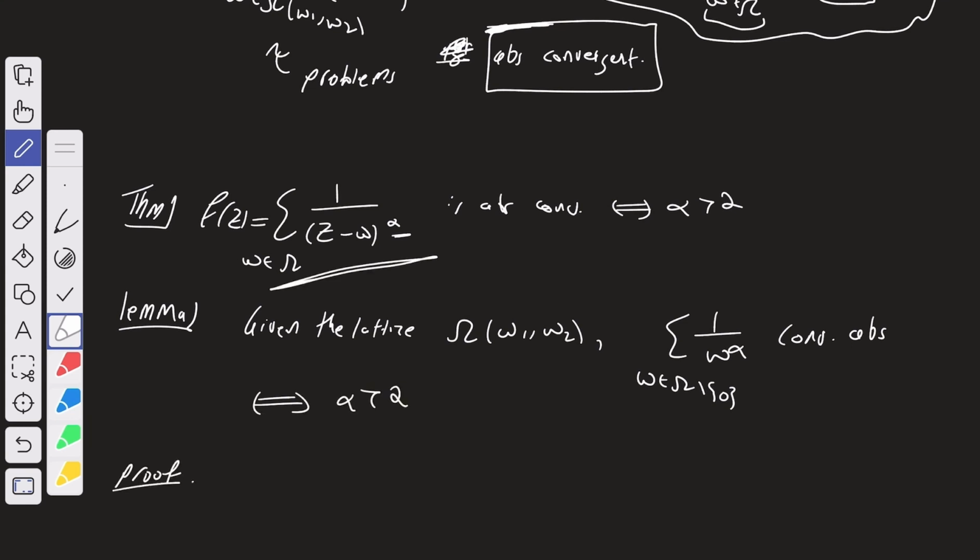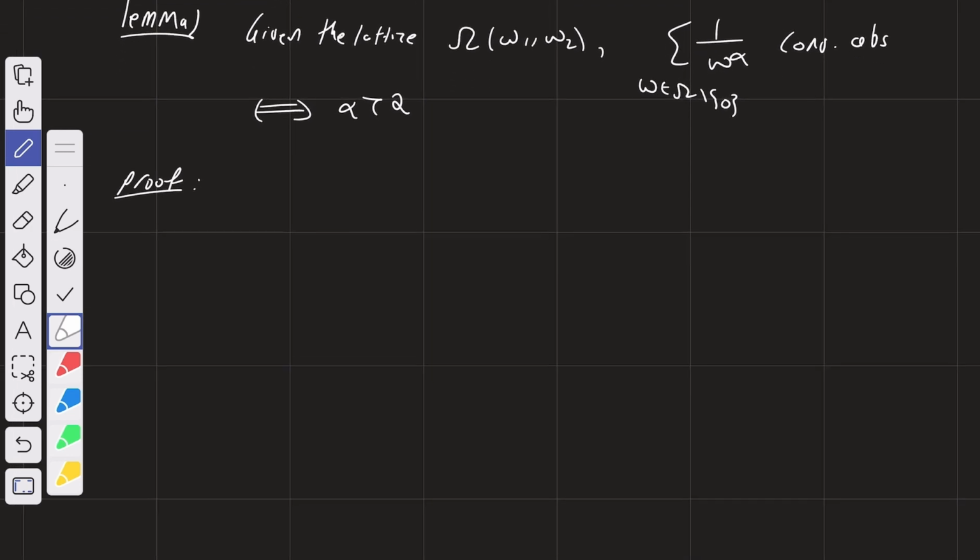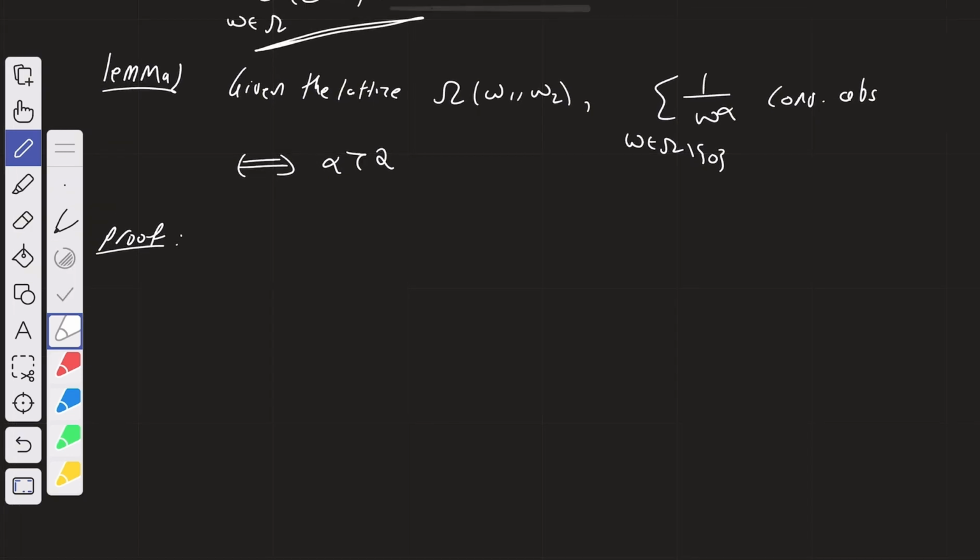Here's the proof of the lemma. It's more of a proof by picture. So here's what we're going to do. Let us look at the lattice again.